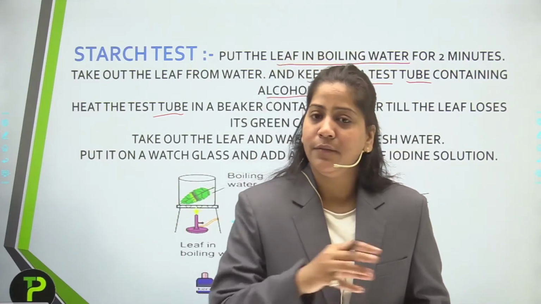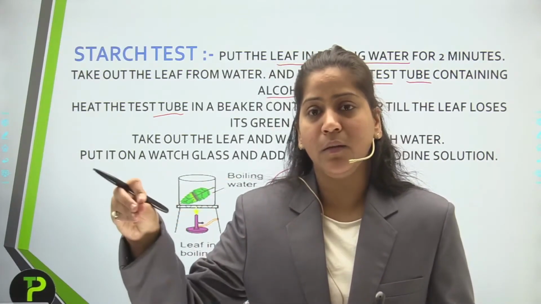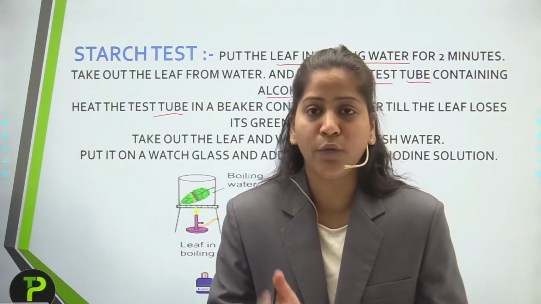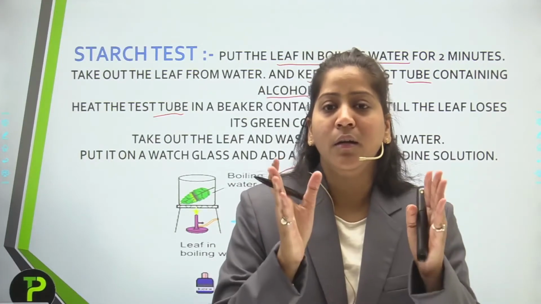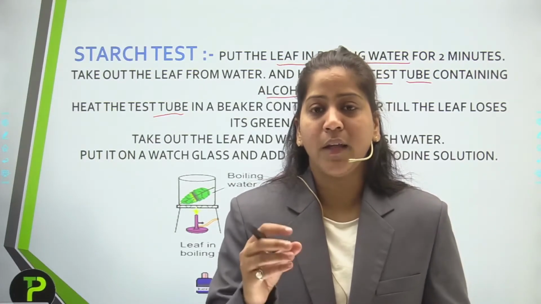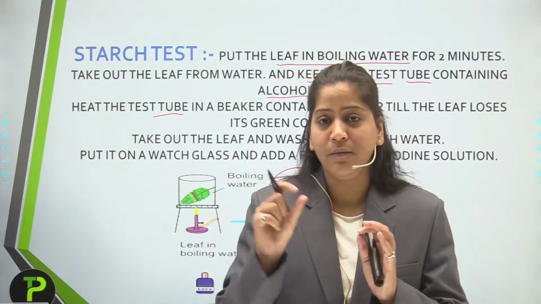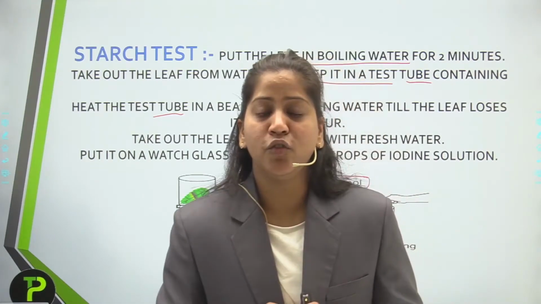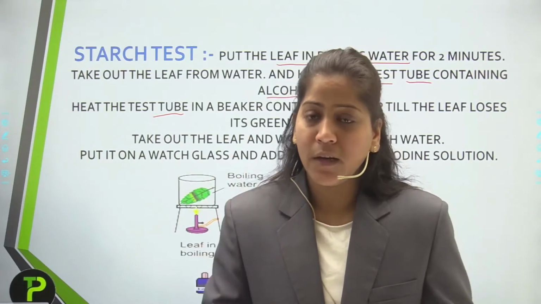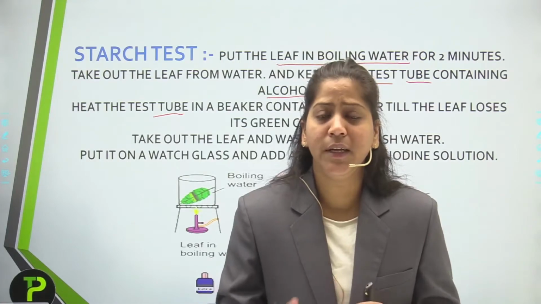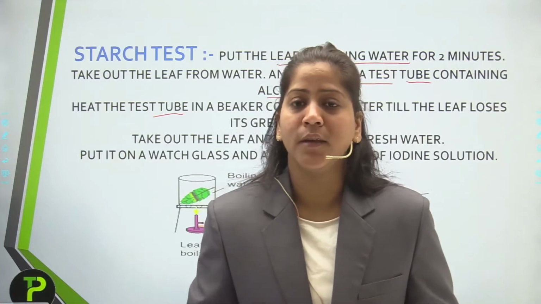What we have done is we plucked a leaf from the plant. Then we heat that leaf in boiling water for 2 minutes. Then we take out the leaf and put it in a test tube containing alcohol. Then we have to heat that test tube, but we will not heat it directly on the flame. We need to heat that test tube in a beaker containing water. Now after heating the test tube, we take the leaf out and place it on a watch glass for the test.